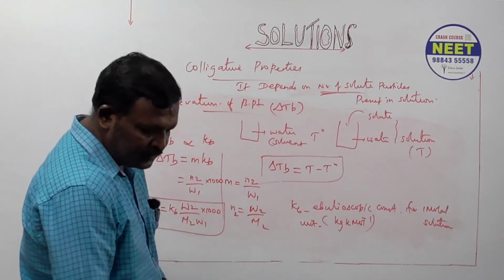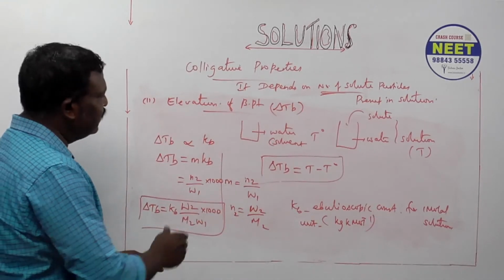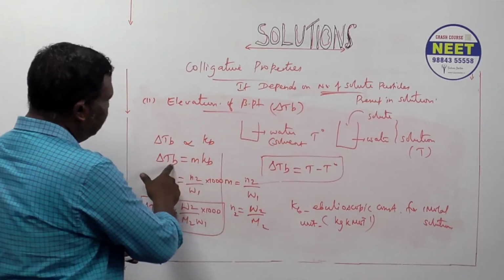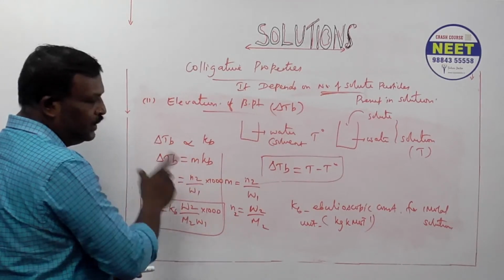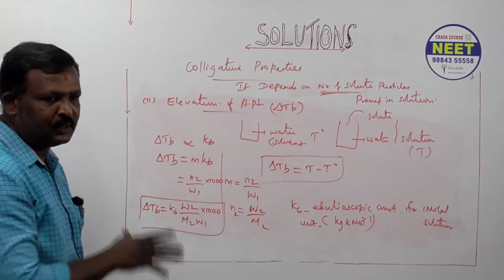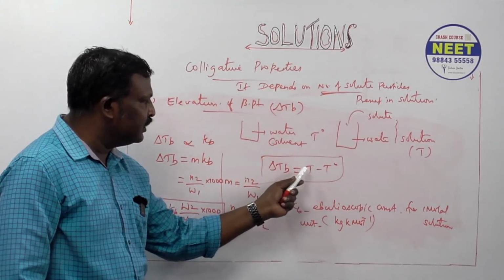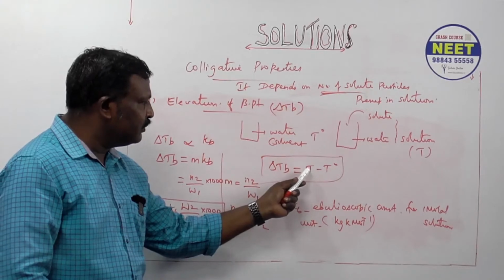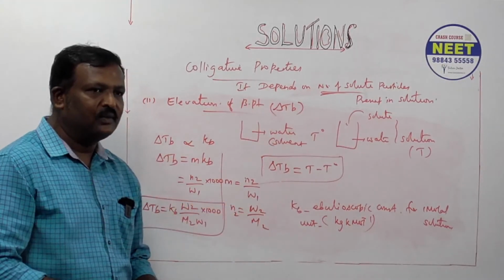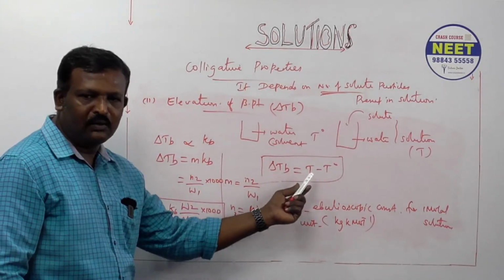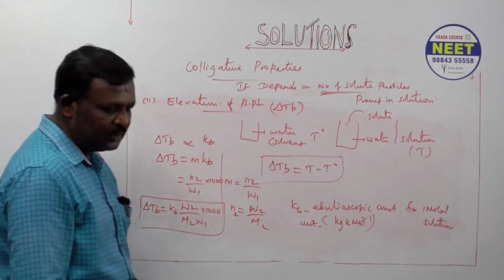Same thing for depression of freezing point. Here B means boiling point; for freezing point, instead of B you put F. Small changes, but everything is the same. For boiling point it will be T minus T naught. For freezing point, it decreases, so this will be opposite. Only small changes here, but everything else is the same.